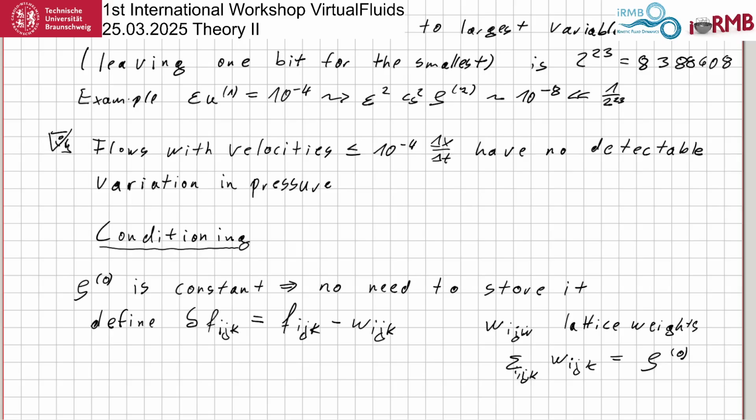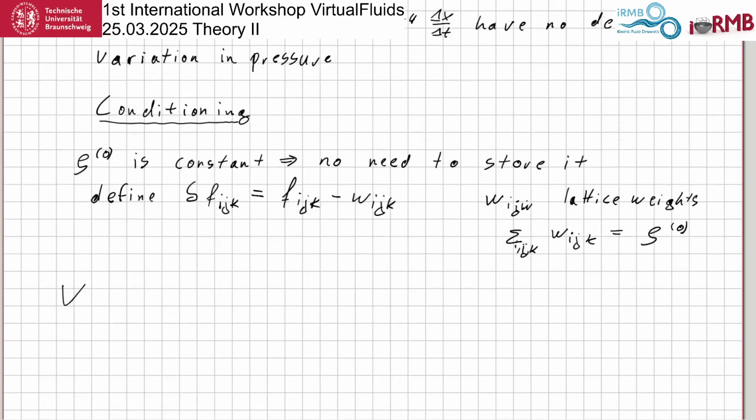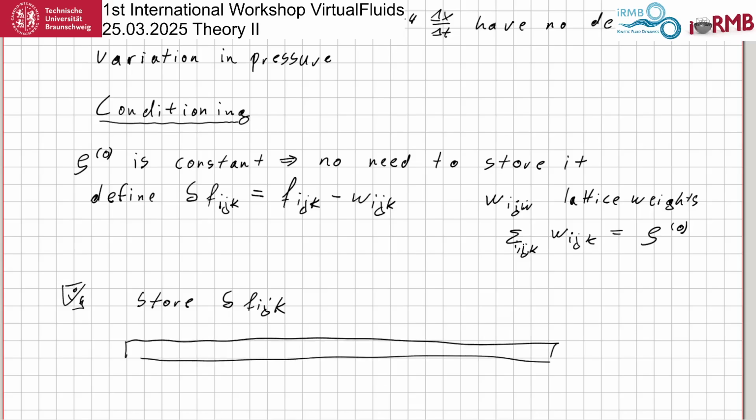I'll just draw the picture again. Now you store delta Fijk. Now again, you have this here with least, most, least.